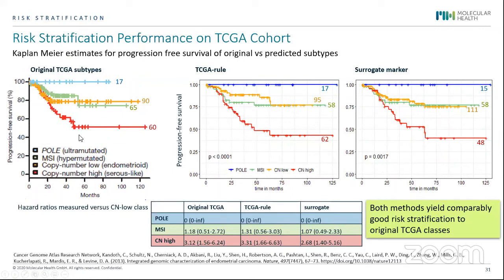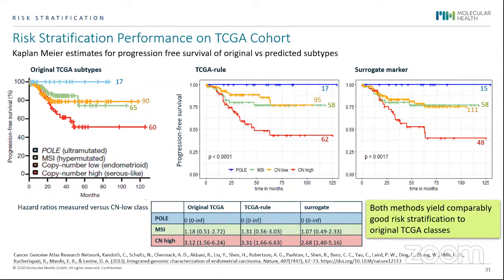Summarizing this part, on this TCGA cohort, both of our classification schemes using only DNA and GS data perform pretty good and very comparable with respect to classification and risk stratification.